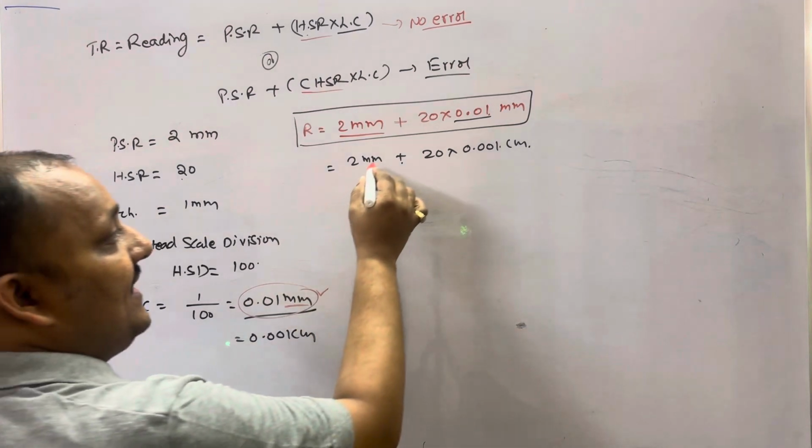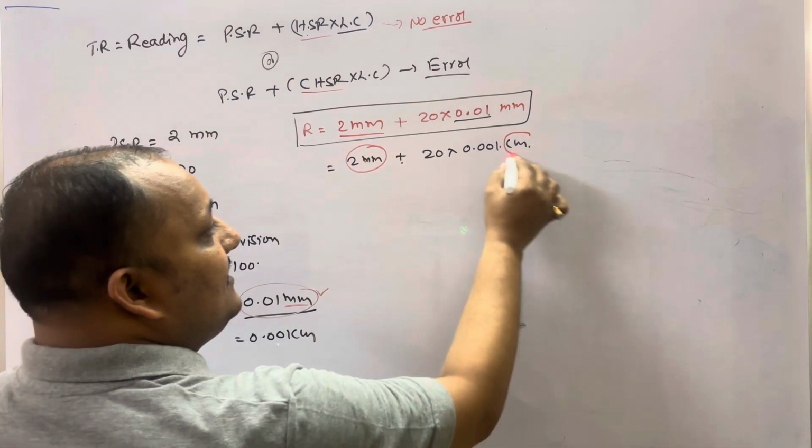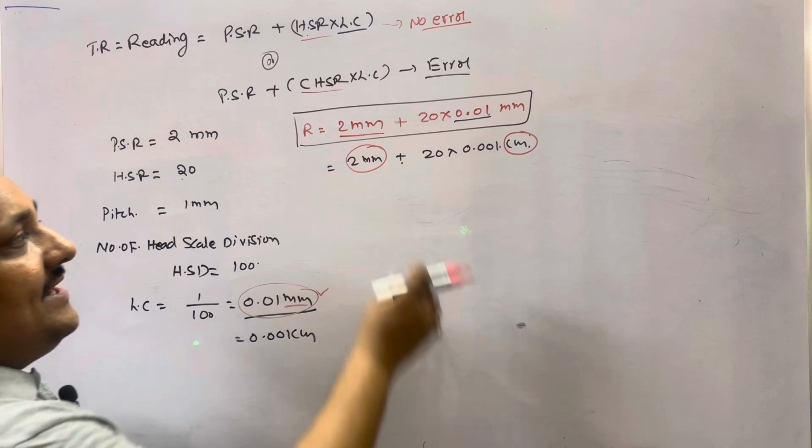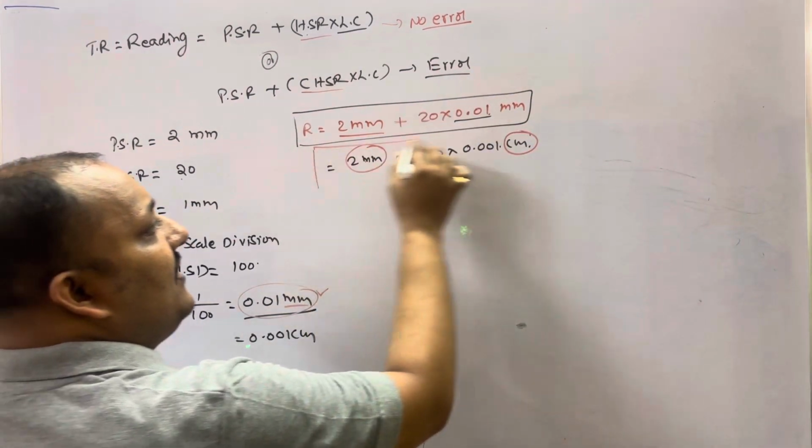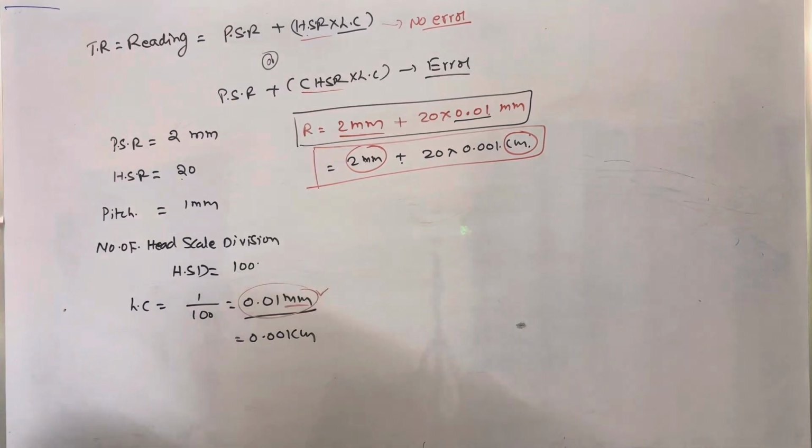Now after multiplying, directly you cannot add. This is in millimeters, this is in centimeters. So either convert this one into centimeters or convert this one into millimeters. Again if you add, you are going to get the answer. This is about no error, we said.